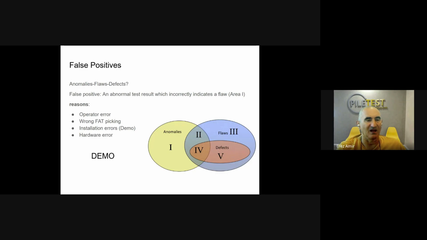Now, a false positive is when we have an abnormal test result in area 1 here, which is not a flaw. Why do we get that? So one reason is operator error. For example, not pulling the cables together, then we get a different distance between the tubes, larger distance, larger time. Another thing is operator error or software error where we did not pick the FAT correctly. Next thing is installation error.